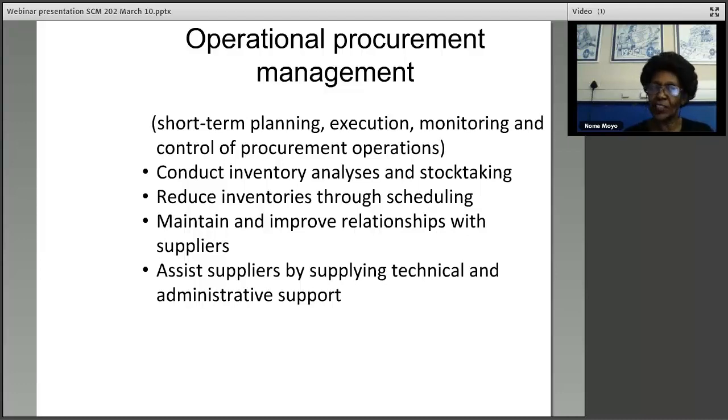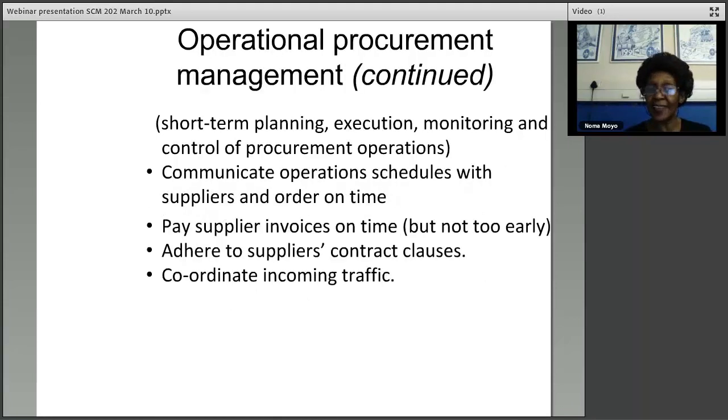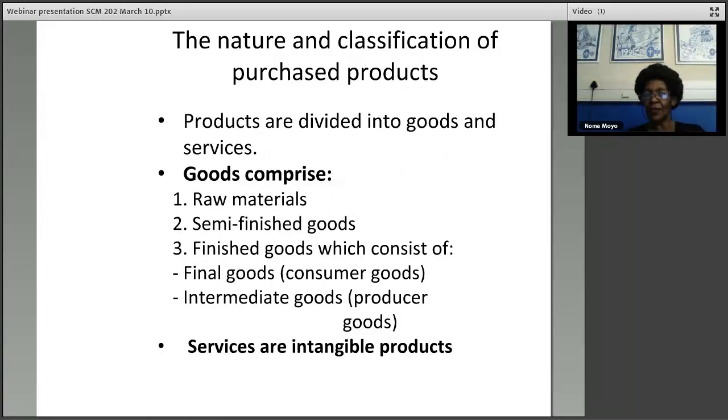Operational. This is short-term planning, execution, monitoring, and control of procurement operations. It conducts the operational management, conducts inventory analysis and stock taking, reduces inventories through scheduling, maintains and improves relationships with suppliers, assists suppliers by supplying technical and administrative support, then communicates the operations schedule to suppliers in order to deliver on time, pays supplier invoices on time, adheres to suppliers' contract clauses, and coordinates incoming traffic.